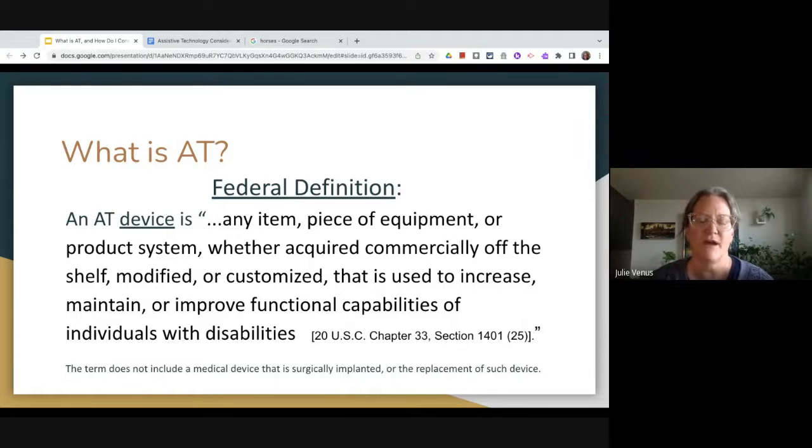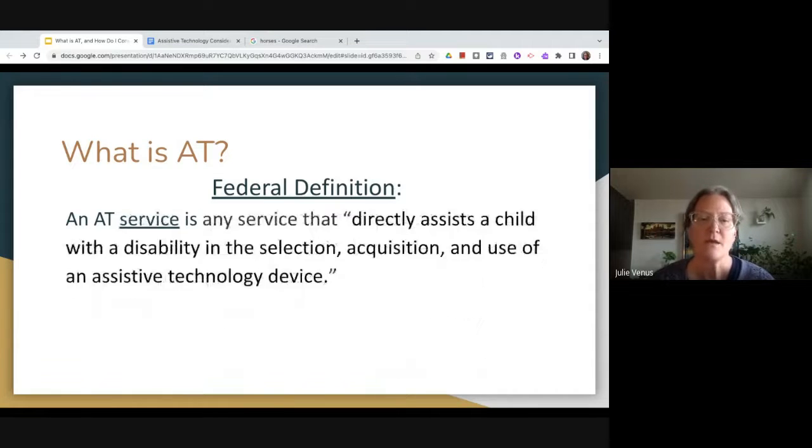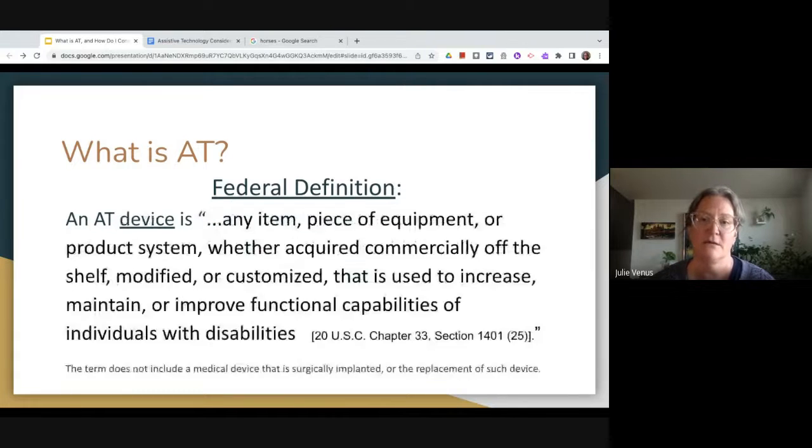And then you'll see the fine print at the bottom there is that it does not include a medical device that is surgically implanted. So something like a cochlear implant would not be considered assistive technology. Also, the federal definition talks about AT services, and basically that's any service that assists a child with a disability in selecting, acquiring, or using any AT device. But usually when we're talking about AT, we're often talking about this definition of the AT device.